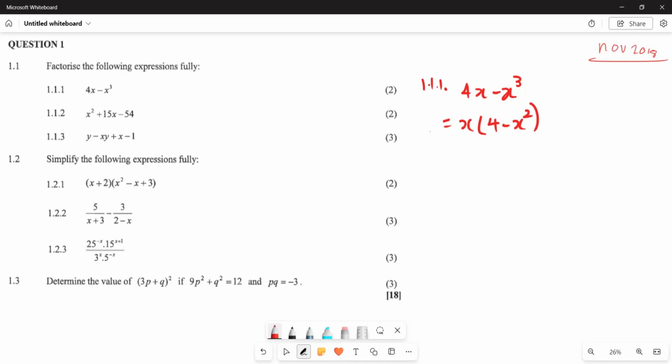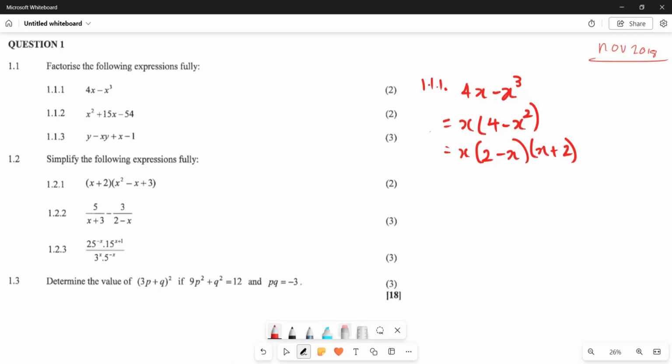When you look at 4 and x squared, both of these are square numbers, which means what you have now is a difference of 2 squares. So this is going to be x, open bracket, 2 subtract x, and then x plus 2. This is how you solve this type of question, and that is going to be your 1.1.